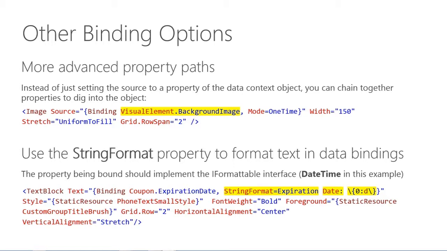You can also use the string format property to format text within the data binding. If, rather than just taking the data coming directly from your binding, you want to add some additional text to that binding, you would use the string format. For instance, in this case, we're binding to the coupon expiration date, but rather than just showing the actual date in this text block, I would show the words expiration date, colon, and then the date would follow that. And so I can add some additional text related to that.